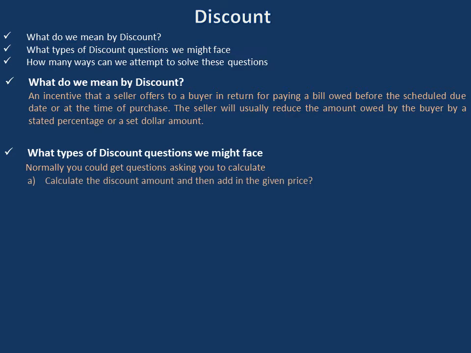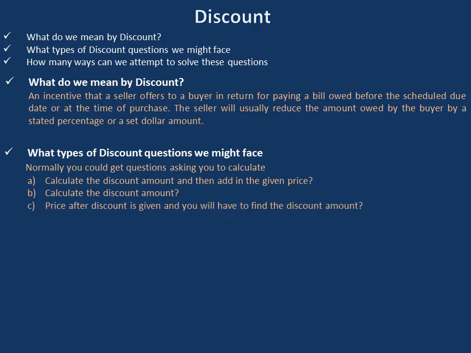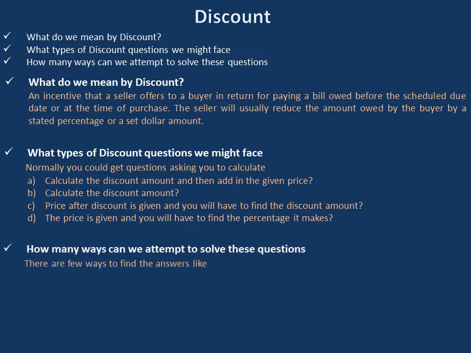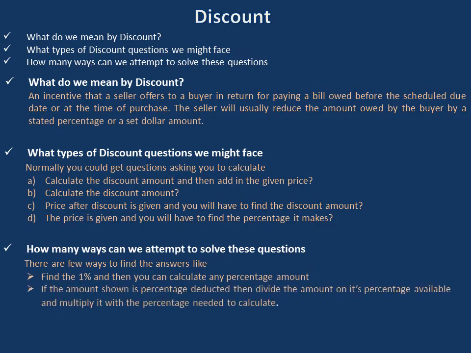You might be asked to calculate the discount amount and then subtract it from the given price. Or the price after discount is given, and you will have to find the discount amount. Or the prices are given and you will have to find the percentage it makes. These are the types of methods that we could use to solve it, and we will attempt it practically by doing some examples.